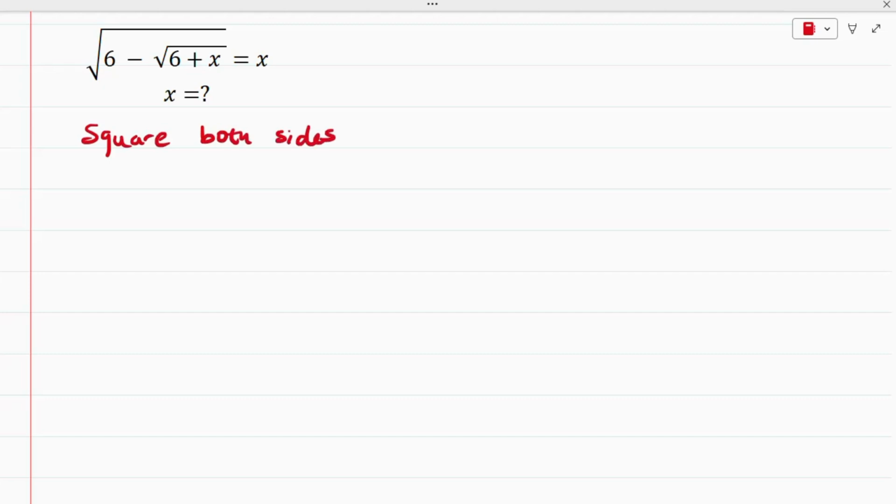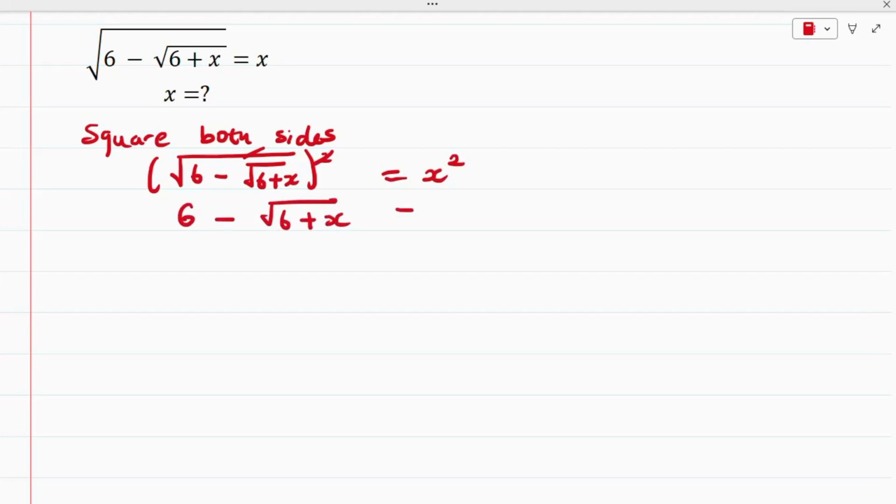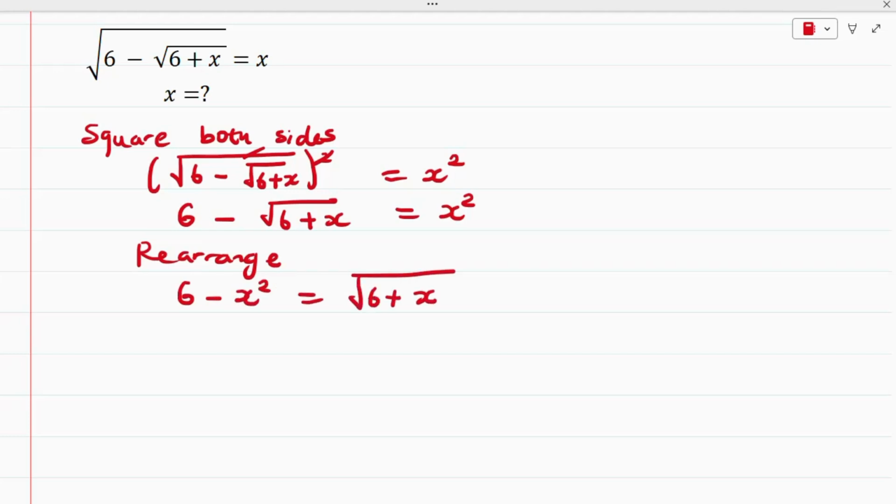So squaring both sides, we have the square root of 6 minus the square root of 6 plus x, all squared, is equal to x squared. So this is going to cancel out this. We have 6 minus the square root of 6 plus x is equal to x squared. So we want to simply rearrange this equation. Rearranging this, we have 6 minus x squared is equal to the root of 6 plus x. So the next thing we want to do is to simply square both sides.